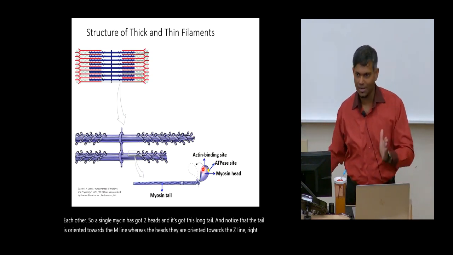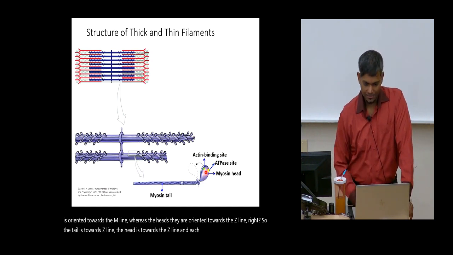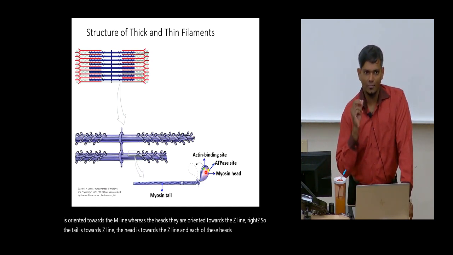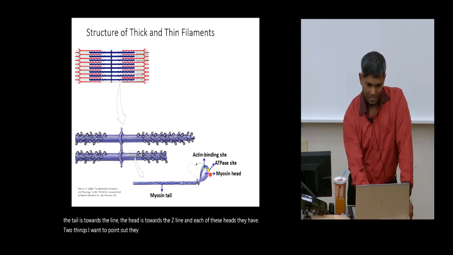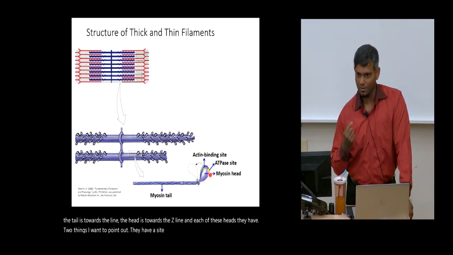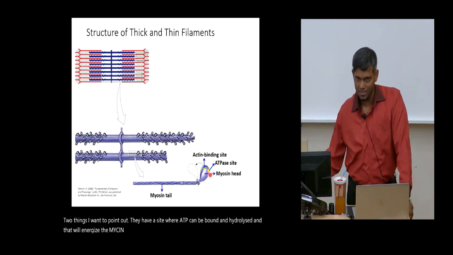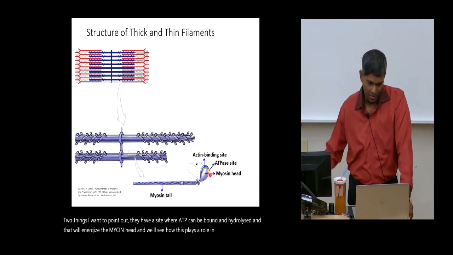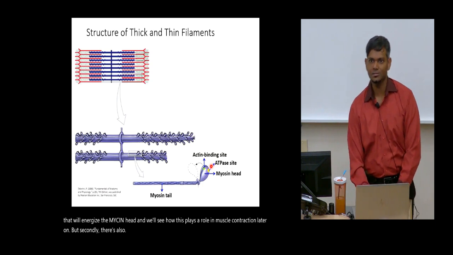So the tail is towards the M line, the head is towards the Z line. And each of these heads has two things I want to point out. They have a site where ATP can be bound and hydrolyzed, and that will energize the myosin head, and we'll see how this plays a role in muscle contraction later on. But secondly, there's also a site where it can bind to actin.